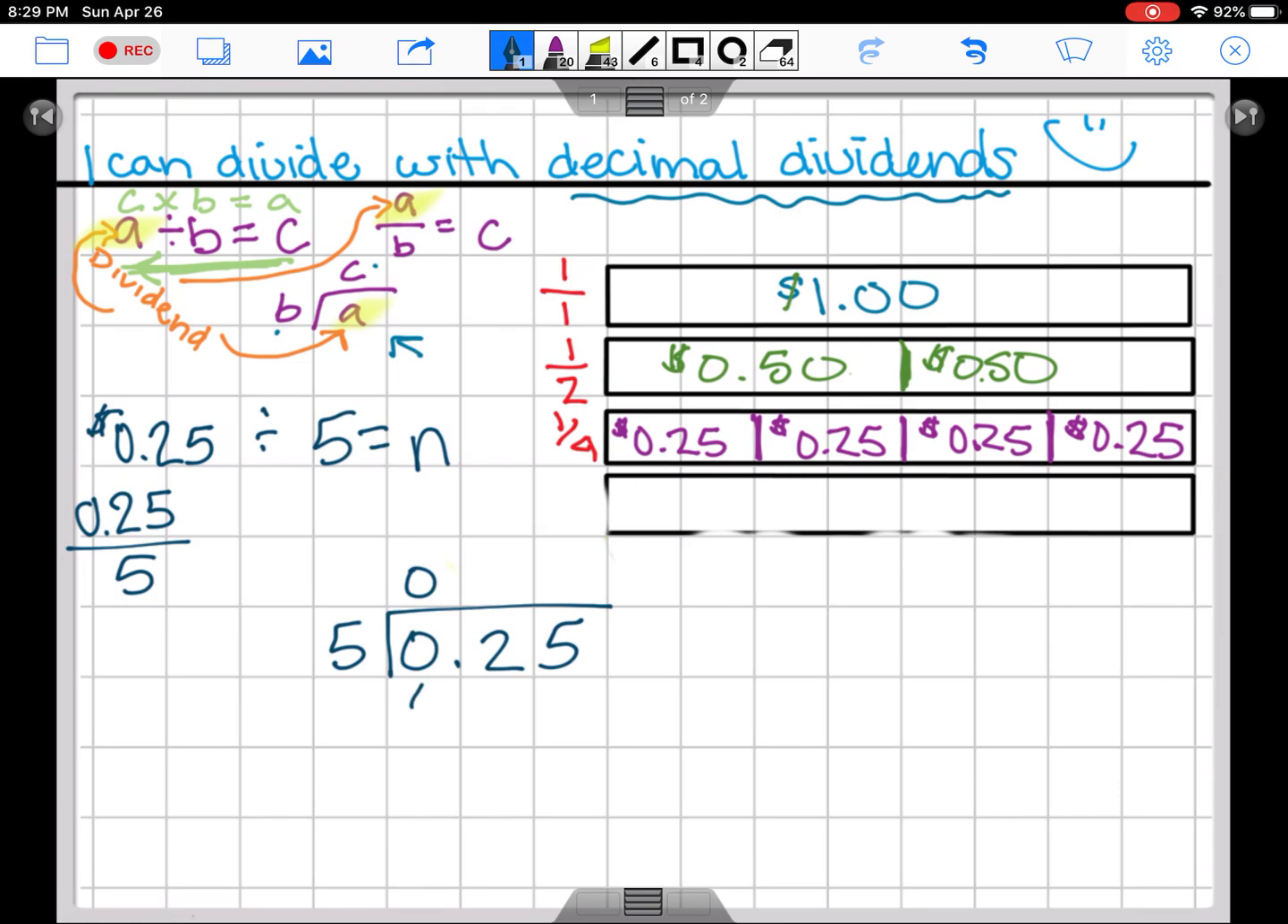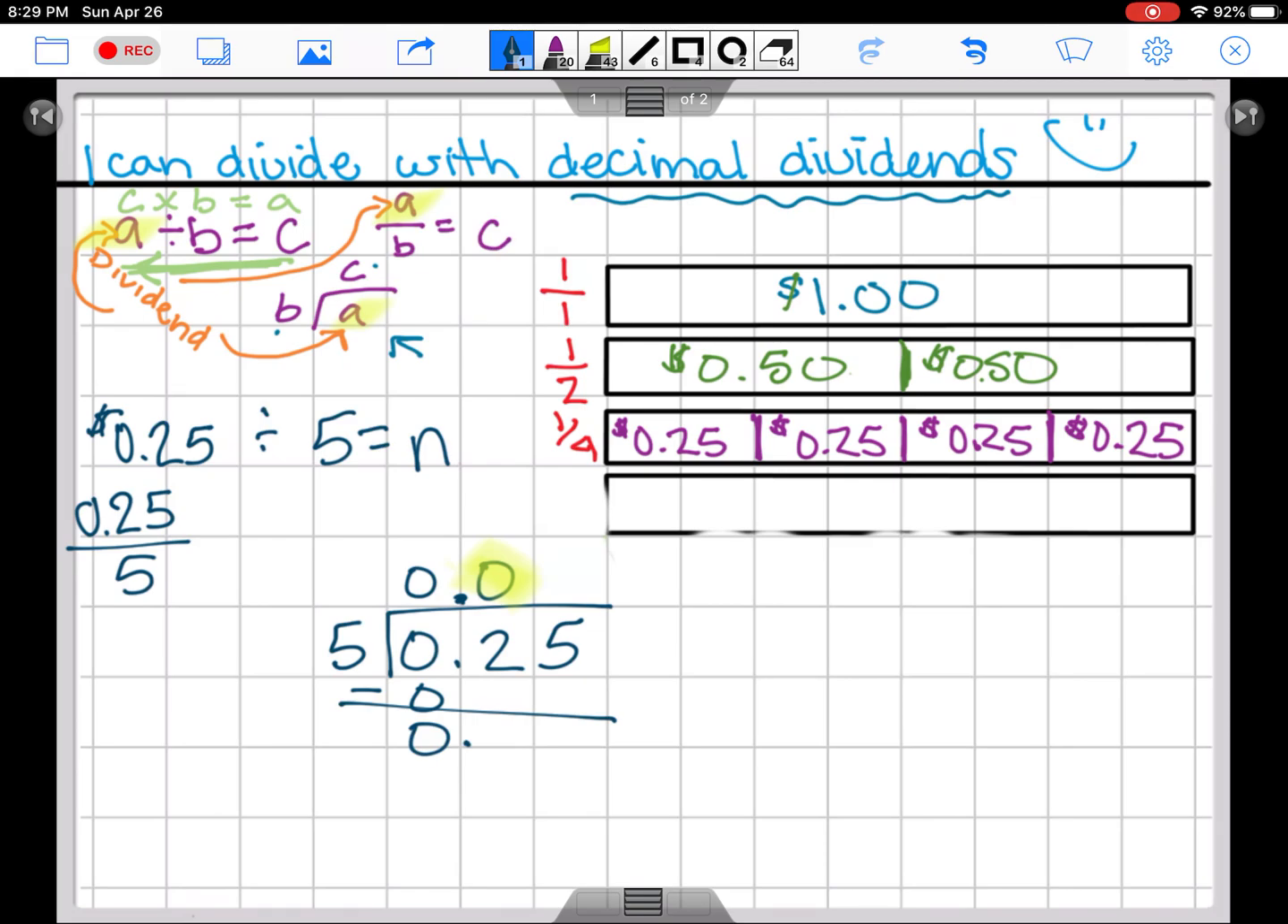0 and 25 cents, and we're going to divide by 5. 5 can fit into 0. 0 times 5 is 0. Subtract, it is still 0. We can place our decimal in our quotient. Super important. How many times can 5 fit into 2? 5 can fit into 2 0 times.